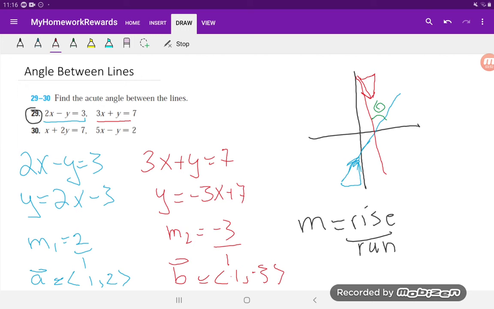So the first step to solve this question is to find the slope of both lines, which is what we've just done. And now the second step is to use the dot product formula.